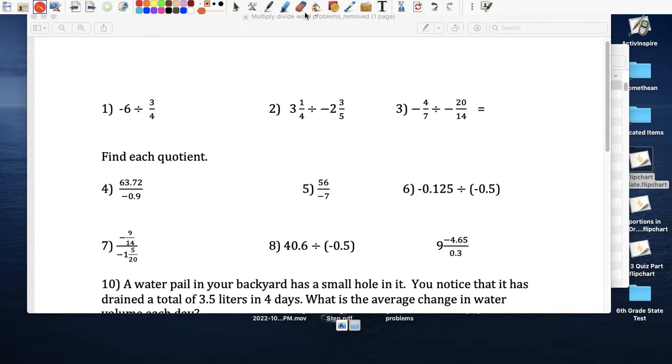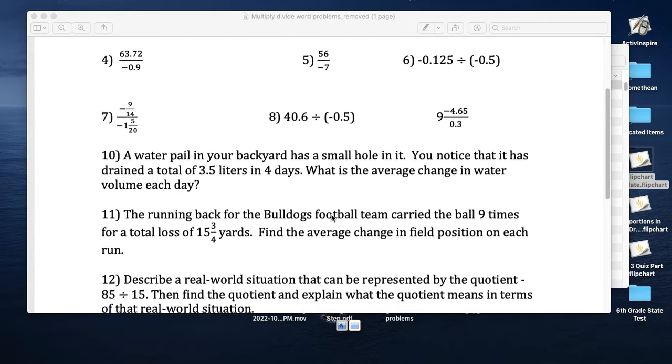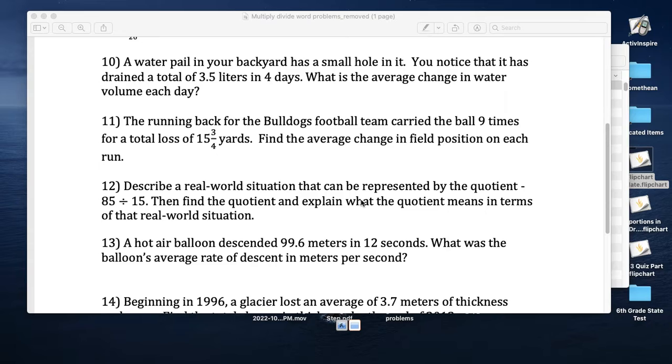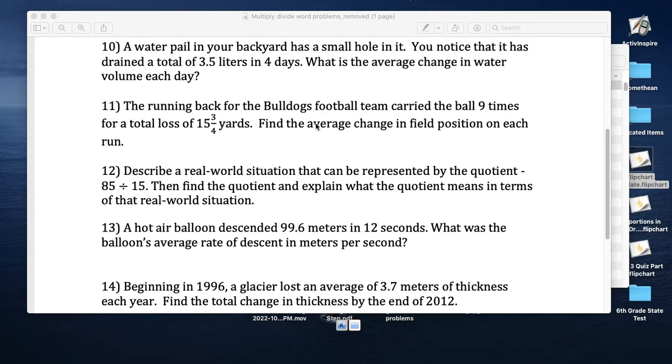Yeah, that was 9. All right, that was easy. 11. The running back for the Bulldogs football team carried the ball 9 times for a total loss of 15 and 3/4 of a yard. Okay, so find the average change in field position on each run.